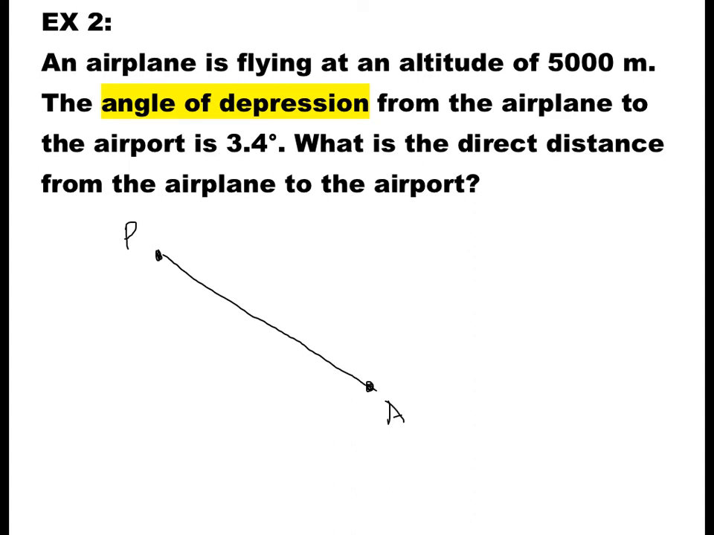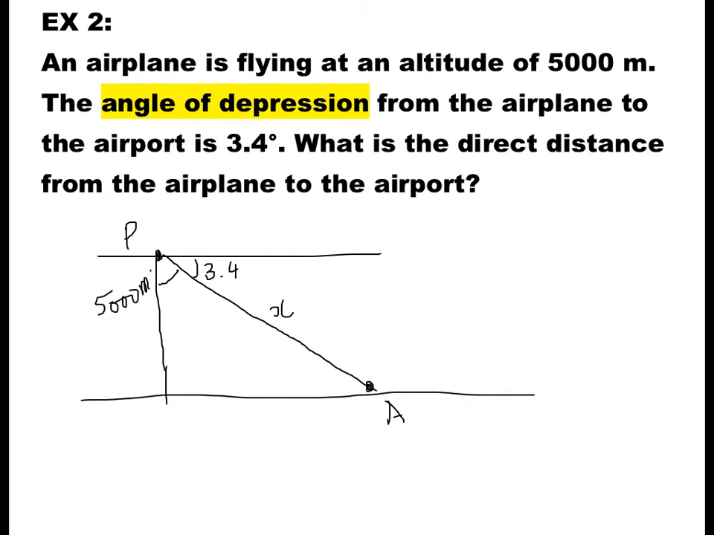Remember, by definition, the angle of depression is the angle that the line of view makes with the horizon. So this angle is 3.4. And this is my altitude, which is 5,000 meters. And I have to find this distance, which is the direct distance from the plane to the airport. Now, there are two ways you can attack the problem. Either you can find this angle by subtracting 3.4 from 90, or another way of doing it is the following.